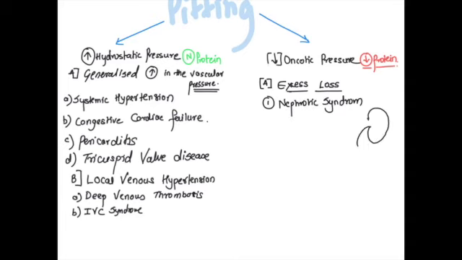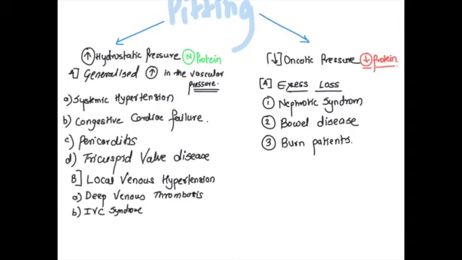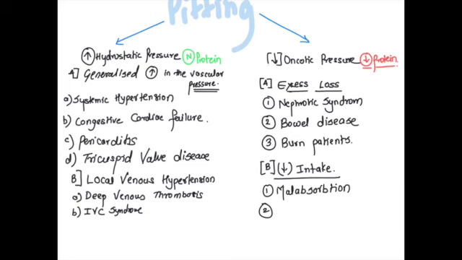This can be due to excessive loss, such as in the nephrotic syndrome, where the protein is lost with the urine, known as proteinuria. Such circumstances can also be seen in conditions such as bowel disease and burns. Hypoproteinemia can also be due to decreased intake of protein in conditions such as malabsorption. Liver disease, also, the synthesis is decreased in liver disease. And third, in severe malnutrition, such as Kwashiorkor's disease.